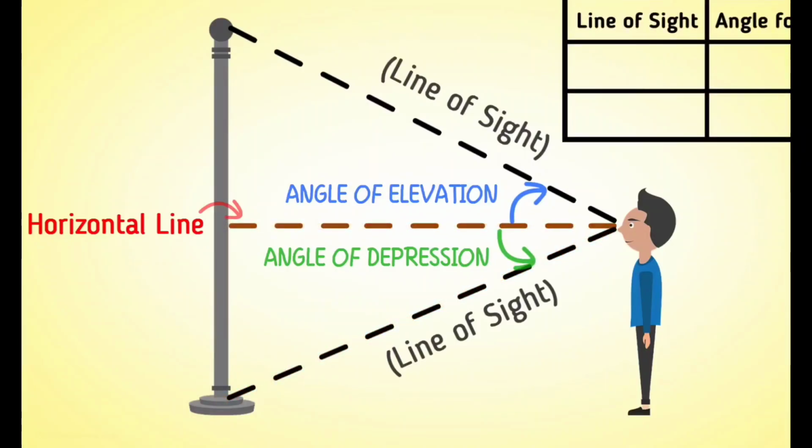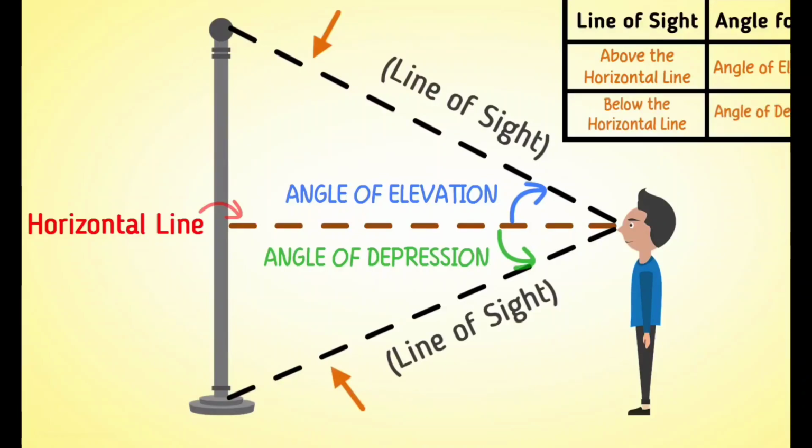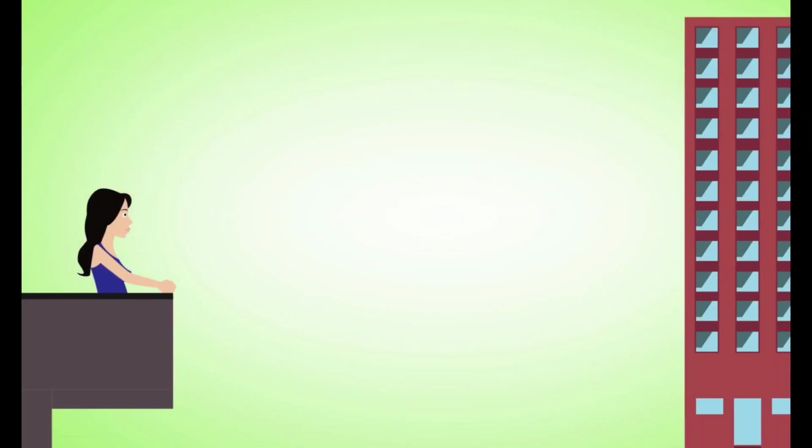When a person is looking upward, this is angle of elevation. When he is looking downwards, it is angle of depression. And the straight side is called the horizontal line. Is it clear? Yes. So let's move into an example.